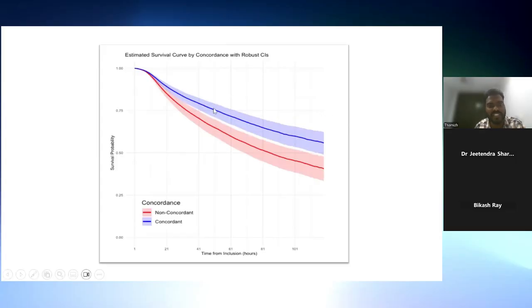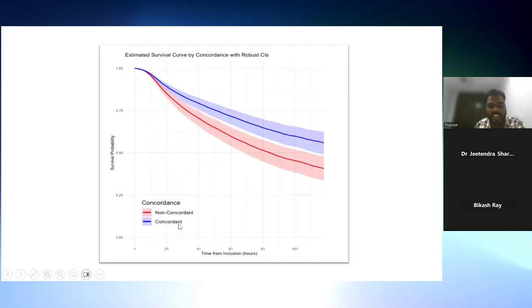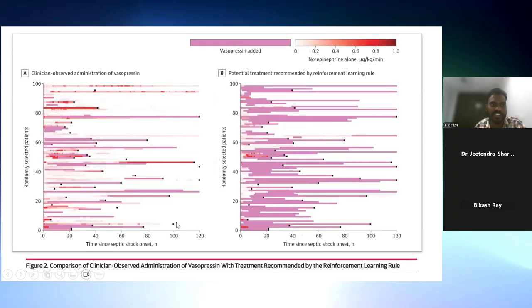So this is the survival analysis curve. Here they've compared between the two groups, where the care given was concordant with the oral rule and where it was non-concordant with the oral rule. As we can see from the graph, the survival analysis shows better survival probability with the group which is showing concordance with the oral rule.